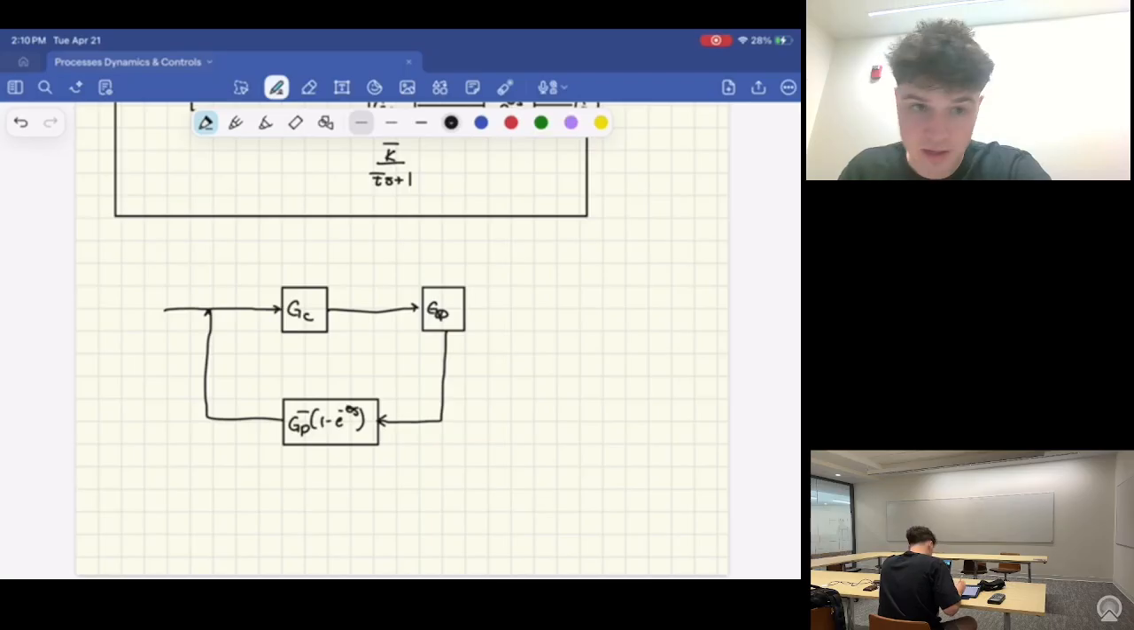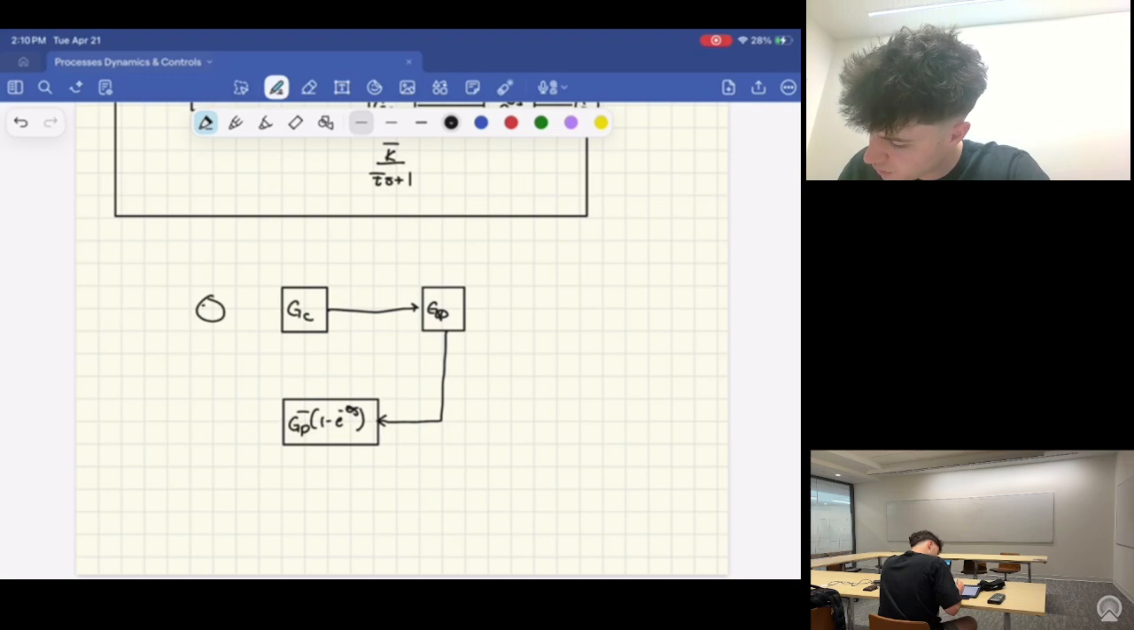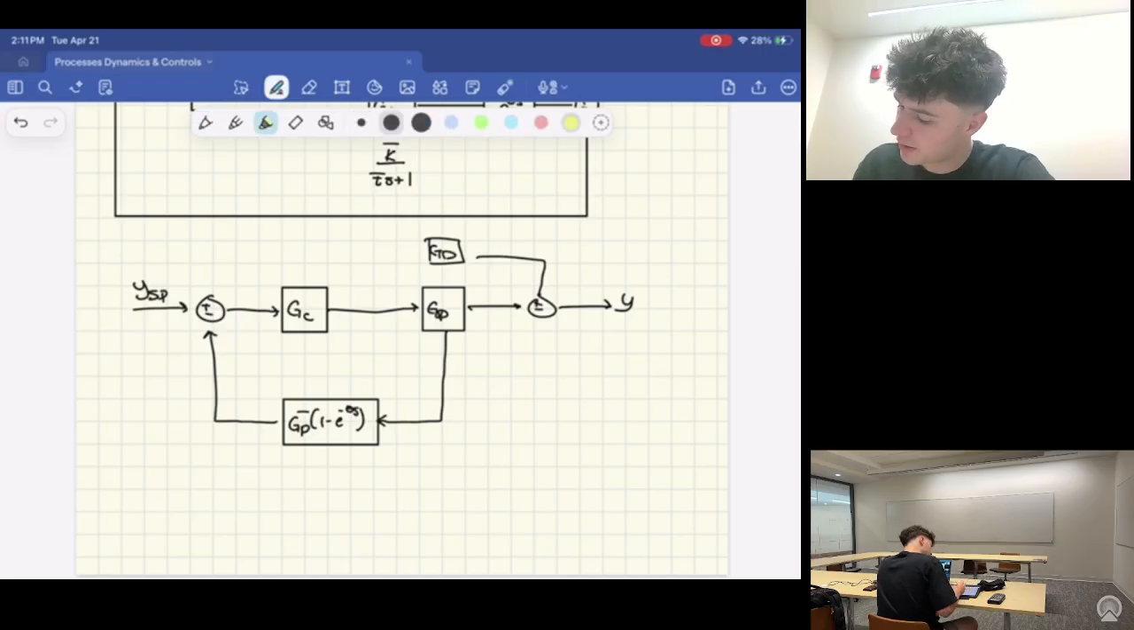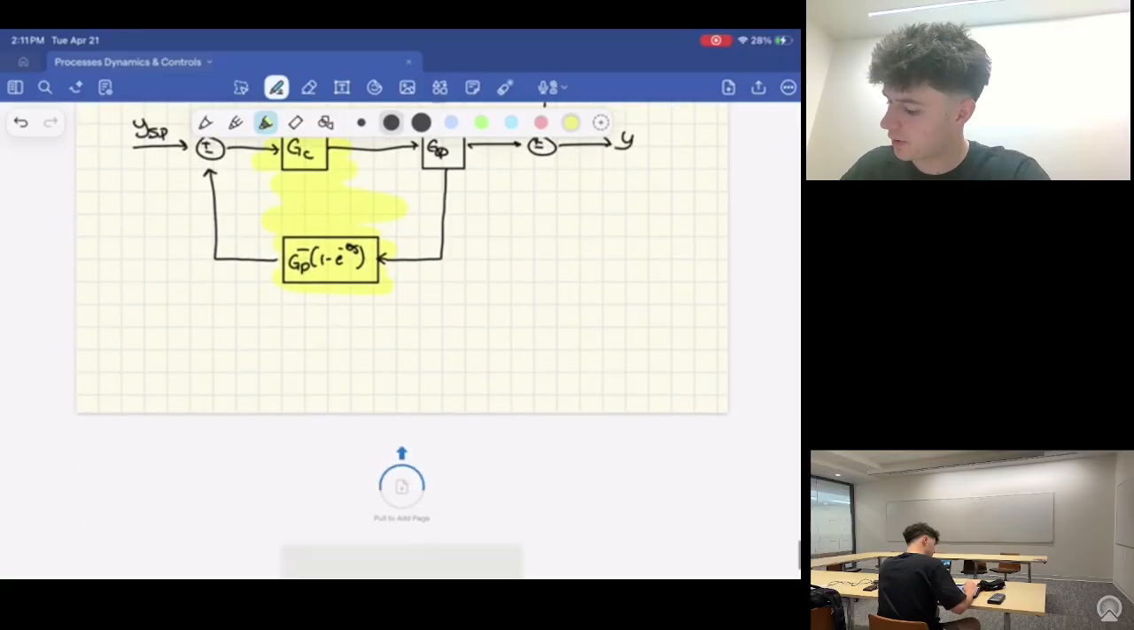And then in here, we have a controller that YSP is being put into. And then over here we have another controller going out to Y. And then up here we have our disturbance GD. The main portion that we will be looking at are these two boxes in this system. So now let us begin with the actual algebra of this problem.